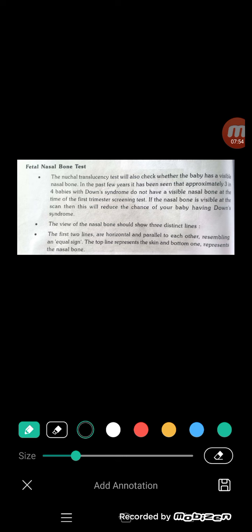If the nasal bone is visible under the skin, this reduces the chance of your baby having Down syndrome. To view the nasal bone, you should see three lines. The first two lines are horizontal and parallel, like an equal sign. The top line represents the skin, and the bottom one represents the nasal bone. Depending on the physical appearance, we determine whether the fetal nasal bone is present or not.